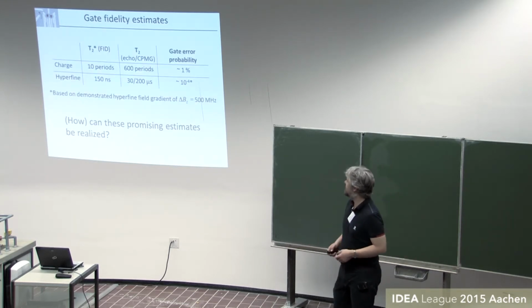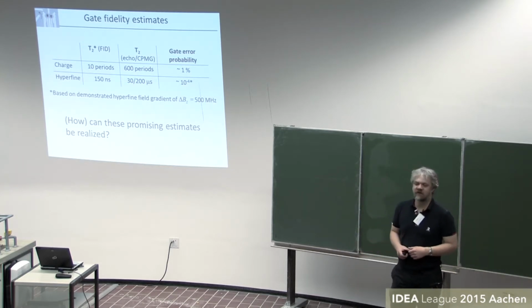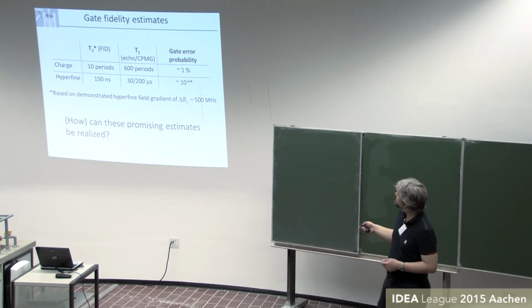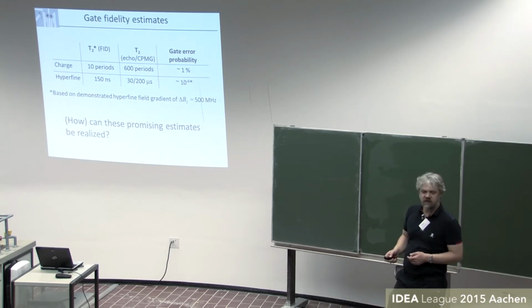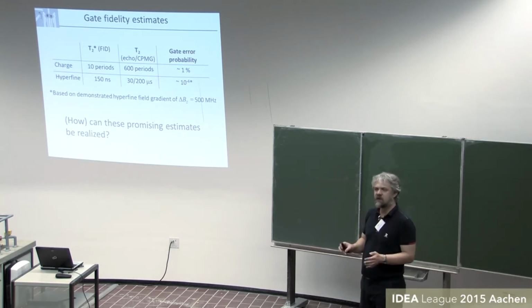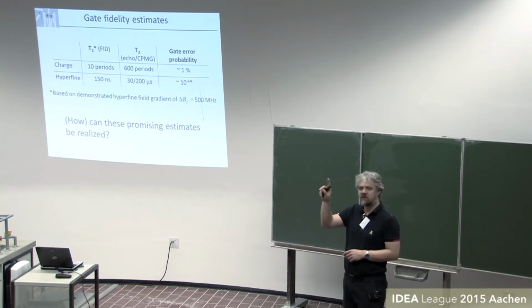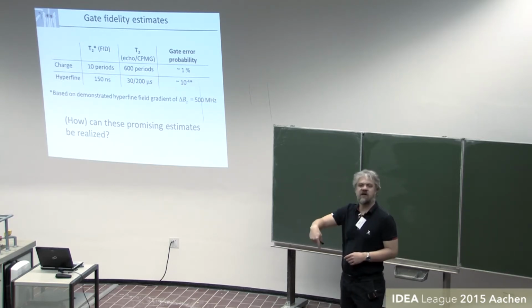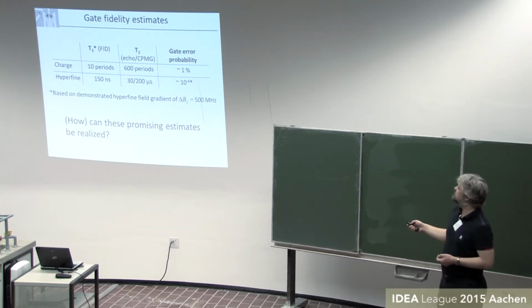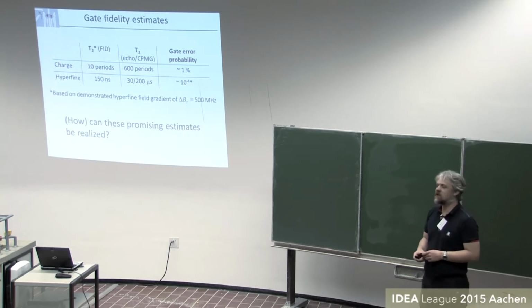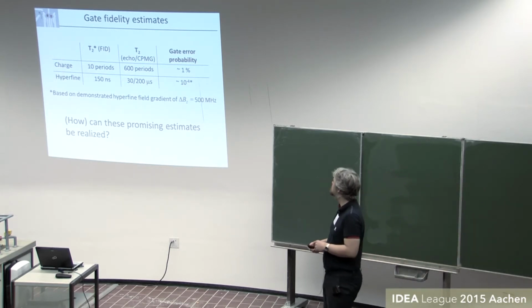All right, so here are the gates. A few things on gate control. If you now took these coherence measurements, look at both charge and hyperfine mediated dephasing, look at T2* and T2 based on the echo or CPMG, and then estimate the gate error probability based on naive numbers. Basically, if you let your qubit process half a turn, what's the probability of being in the wrong state? Then you get values in the range of 1% or even 10^-4 from rough estimates.